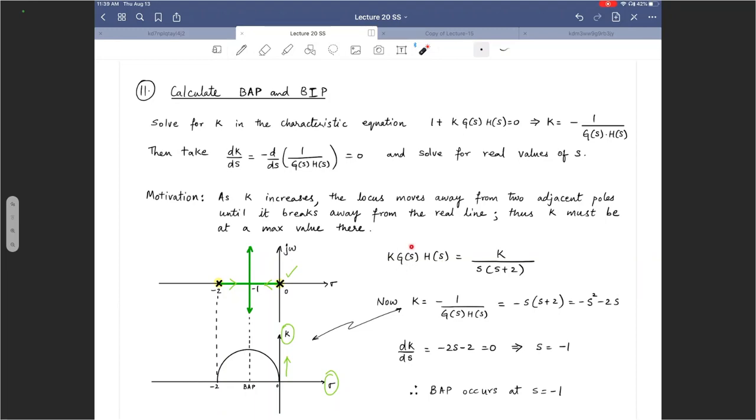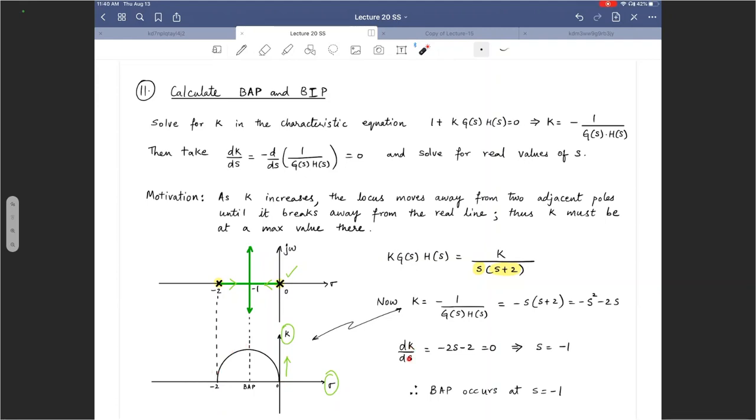That's our loop transfer function. And the example that we are considering is k divided by s times s plus 2. So you have got two poles. One is at 0 and one is at -2. We have marked that. Now, using the magnitude criteria, I know that k equals -1 divided by g times h, which means I can write k as -s squared minus 2s. Sketch that. It's going to appear like this.